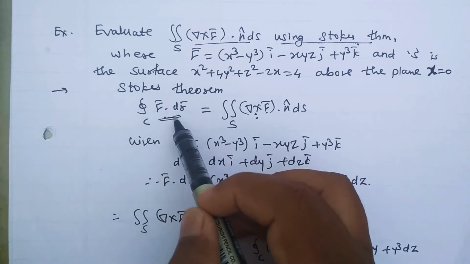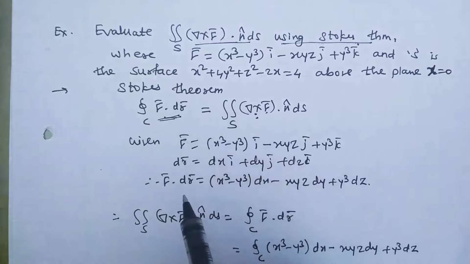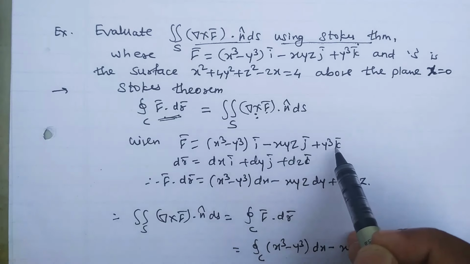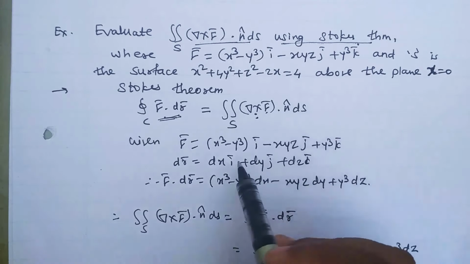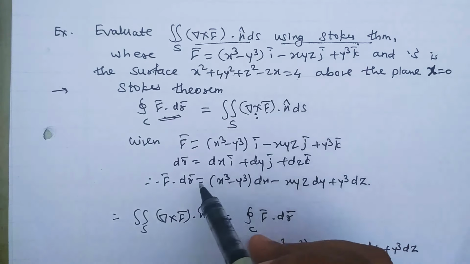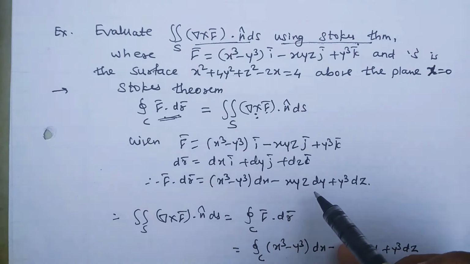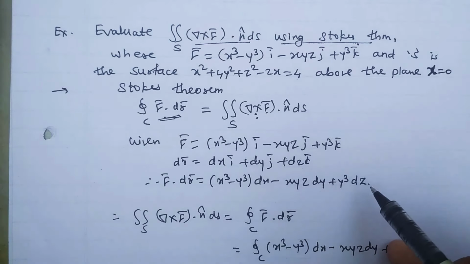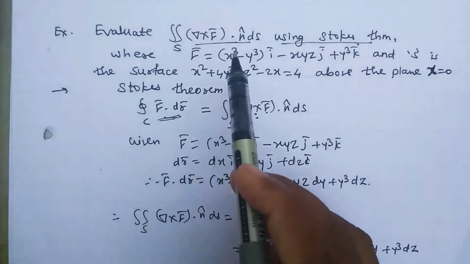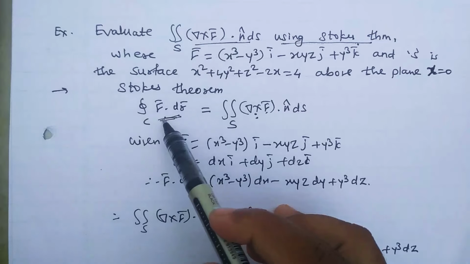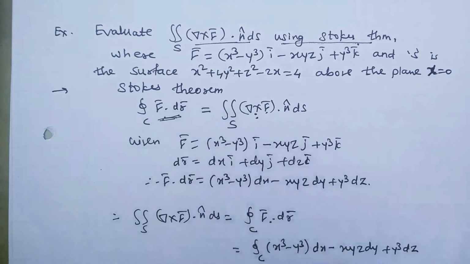Now see, we are going to find this LHS. For that, we are given f bar equals x cube minus y cube i bar minus xyz j bar plus y cube k bar. We know that the value of dr bar is dx i bar plus dy j bar plus dz k bar. Then the value of f bar dot dr bar is x cube minus y cube dx minus xyz dy plus y cube dz. Therefore, the term we have to evaluate, the double integration over S of del cross f bar dot n cap ds, is nothing but, by using Stokes theorem, the closed integral over C of f bar dot dr bar, putting this value of f bar dot dr bar here.